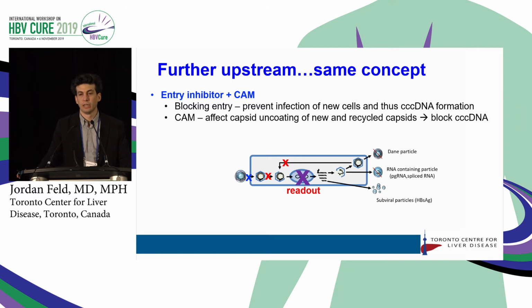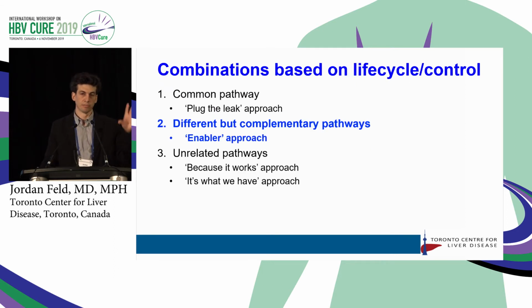Another example would be to go even one step further upstream and combine an entry inhibitor with a capsid. Here, blocking entry will prevent infection of new cells and thus cccDNA formation. And as we've heard, the secondary and perhaps more important mechanism of the CAMs is that they also block the recycling of capsids and the uncoating of new capsids infecting cells. So in both situations, you're going to reduce cccDNA formation. This might be a very attractive combination, which at least as far as I know has not been proposed yet.